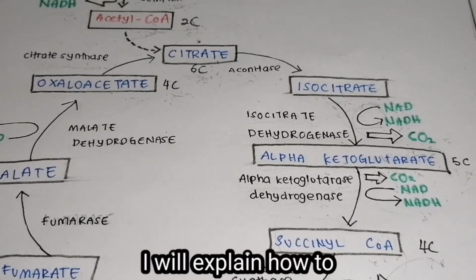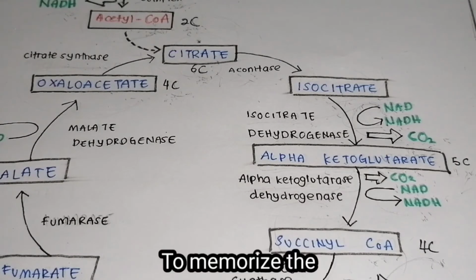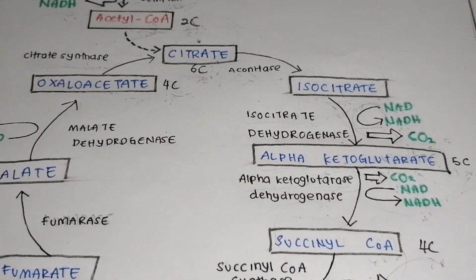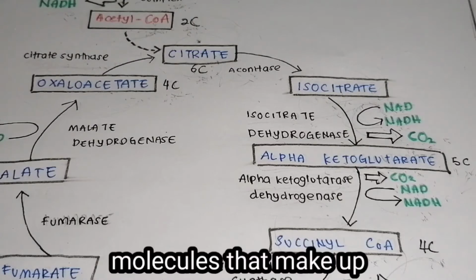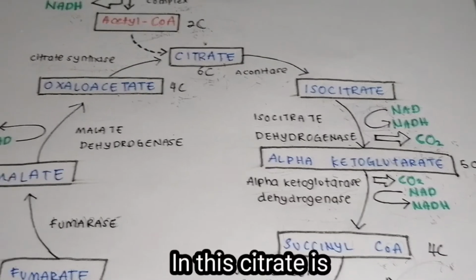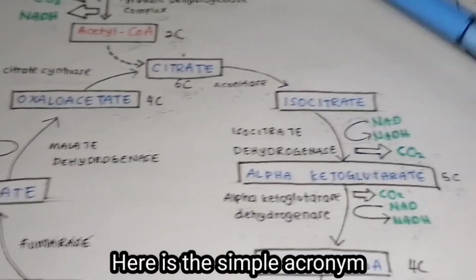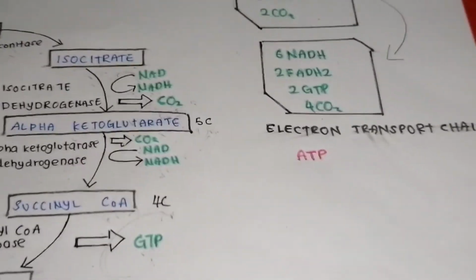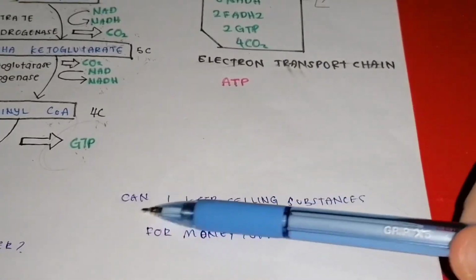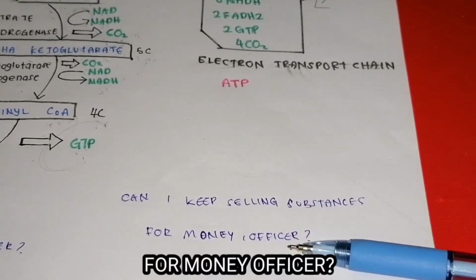Now, I will explain how to memorize the Krebs cycle. To memorize the Krebs cycle is to know about the key molecules. There are 8 key molecules that make up the Krebs cycle. Of these, citrate is the first molecule. Here is a simple acronym to memorize the 8 key molecules: Can I keep selling substance for money, officer?